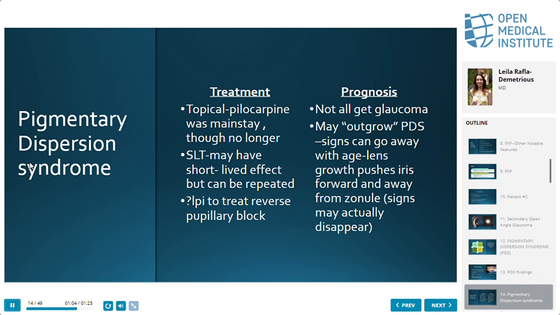So not everybody who has pigmentary dispersion gets glaucoma, but they should all be monitored for development of glaucoma. And you can also actually outgrow it over time. As the lens gets fatter, it pushes the iris away from the zonule and essentially eliminates the ongoing process of pigmentary dispersion. So the signs can actually disappear over time.